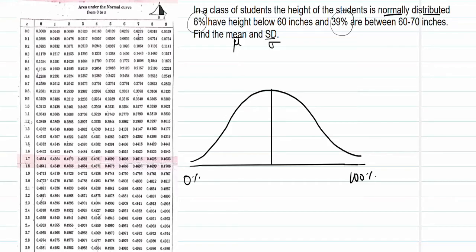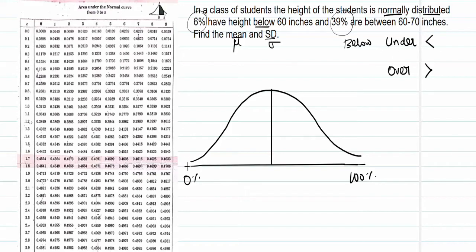Now the first data says that 6% of them have height below 60 inches. We need to keep two things in mind. Whenever we want an under data, we will have to shade the less than portion, and whenever we have over data, we will have to shade the greater than portion. Now our data is below. Below also represents under. Therefore, we'll have to go for the less than portion or the lower portion.